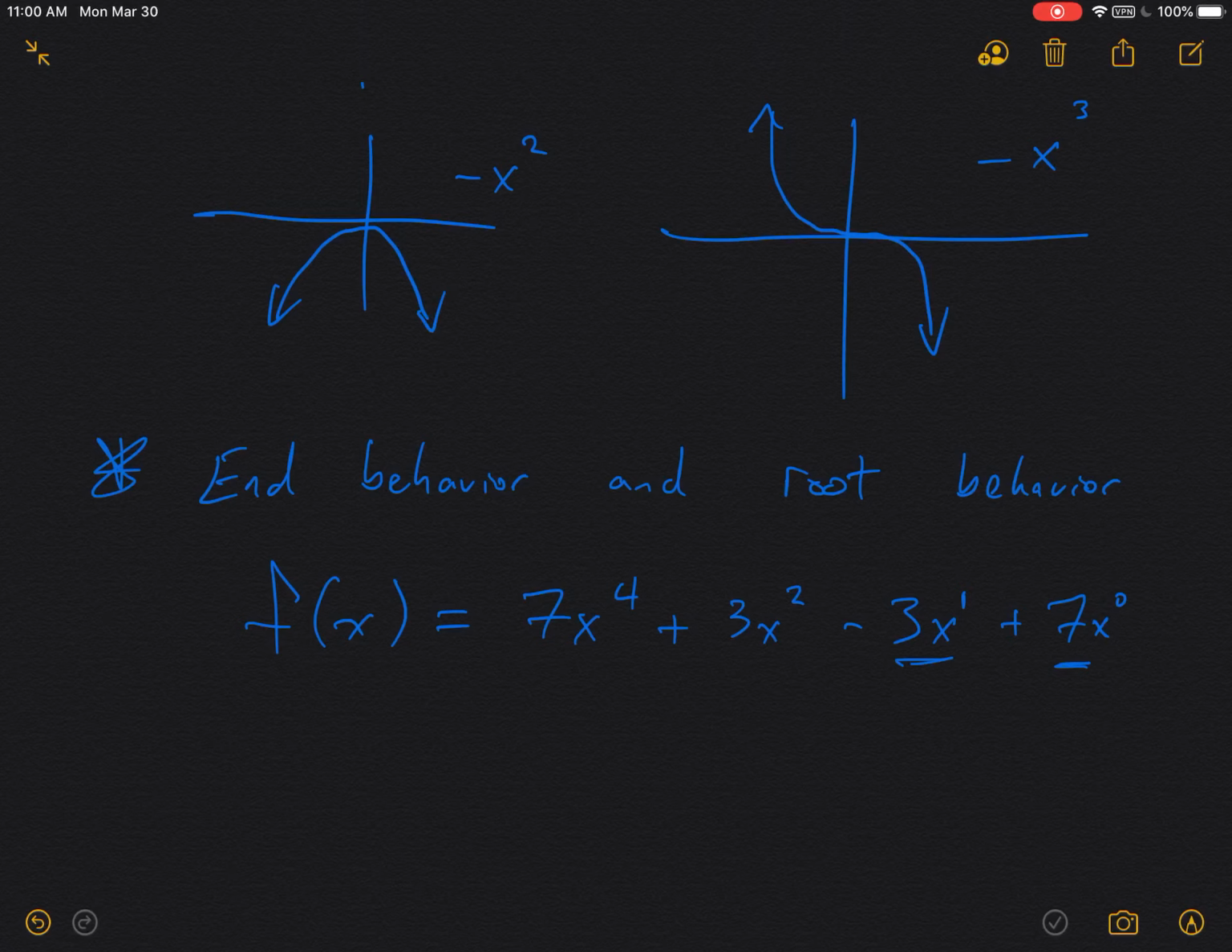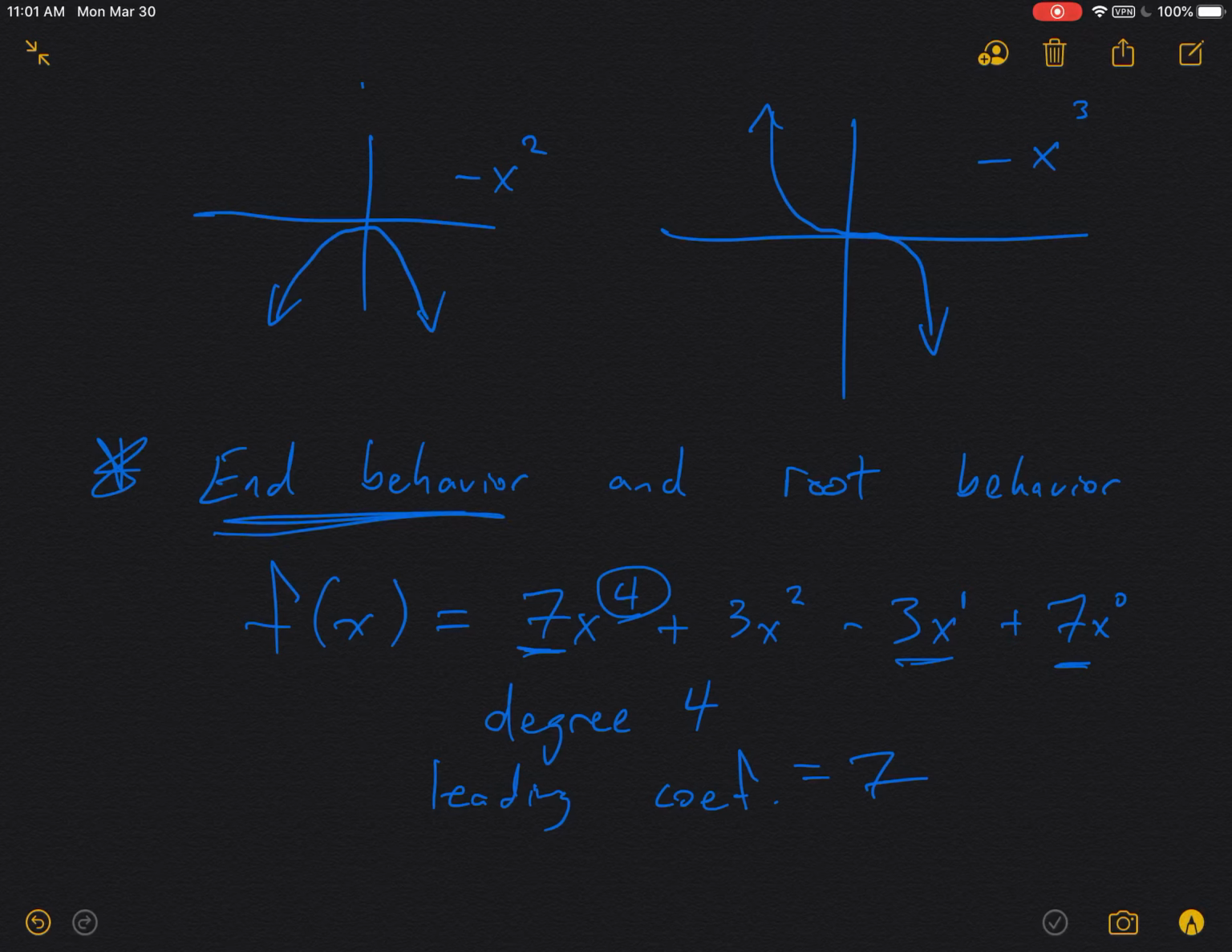So remember that we have this terminology that we use for the highest power here. We would call that the degree of the polynomial. So this is a degree 4 polynomial. And we also have a word for the coefficient that's attached to that highest degree term. That's called the leading coefficient. So the leading coefficient here would be 7.